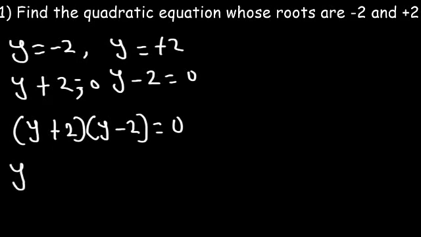So if I multiply y by y, I should have y squared. y by negative 2, I should have negative 2y. Then positive 2 multiplied by y should be positive 2y.